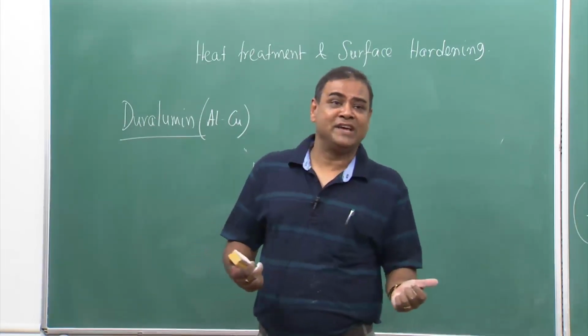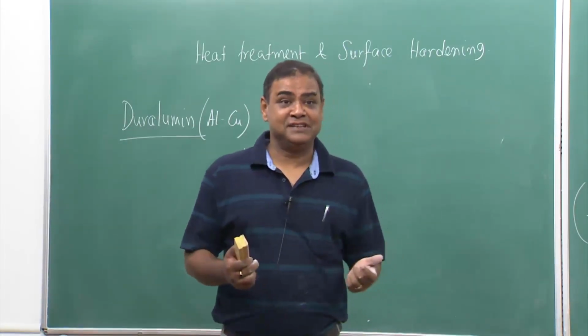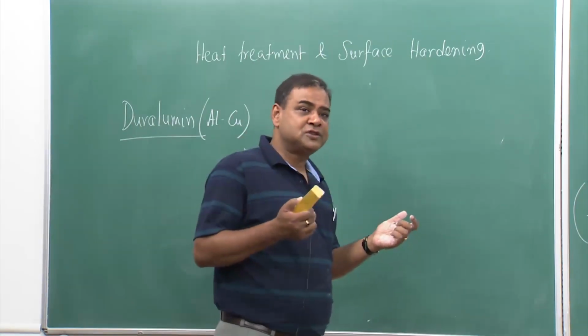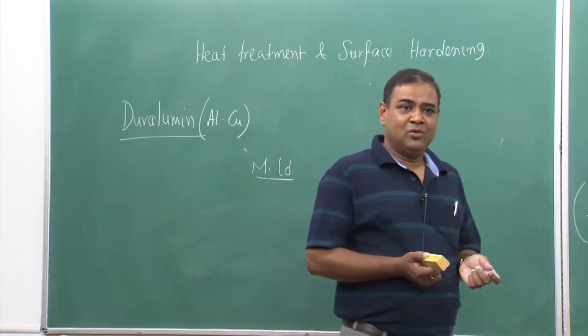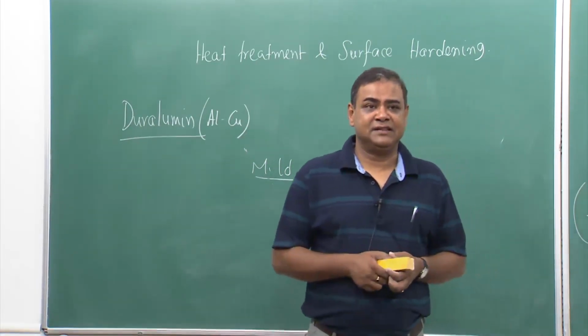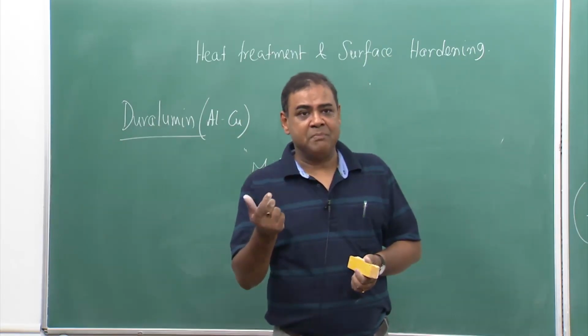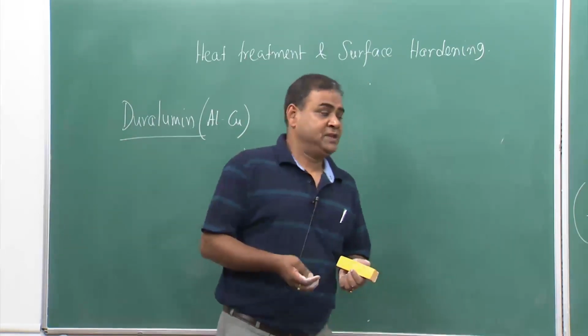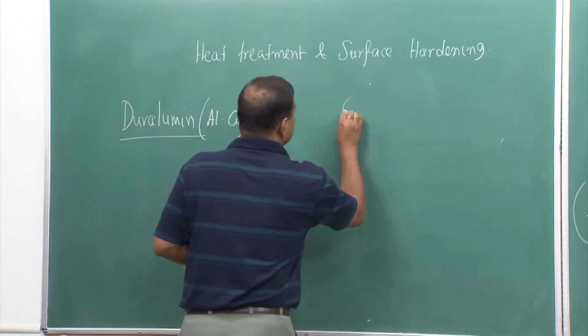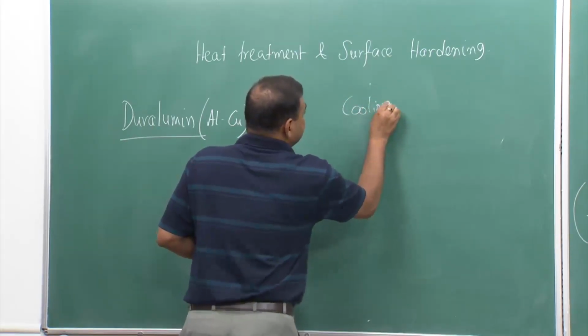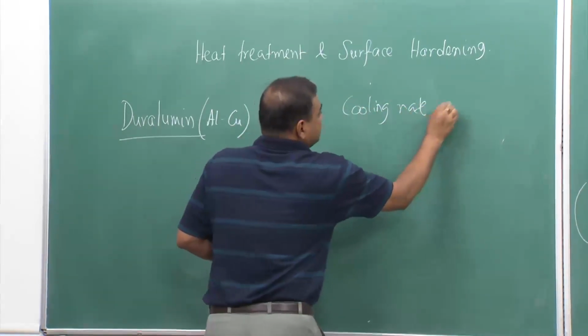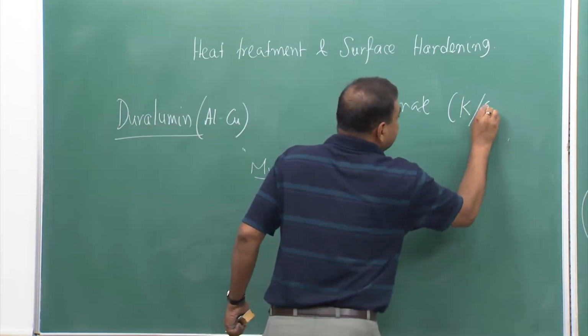Now, how slowly can we cool? Whenever we talk about how slowly we can cool, we have to measure the cooling rate. That means the temperature reduced per unit time. So, we have a term called cooling rate, which is measured in Kelvin per second.